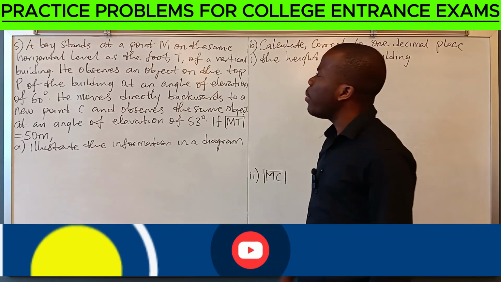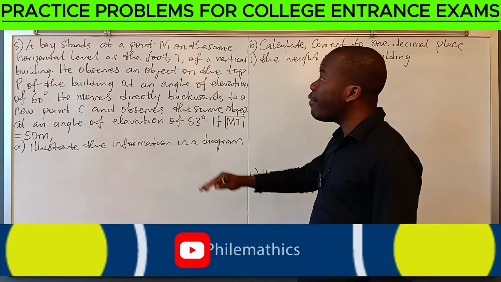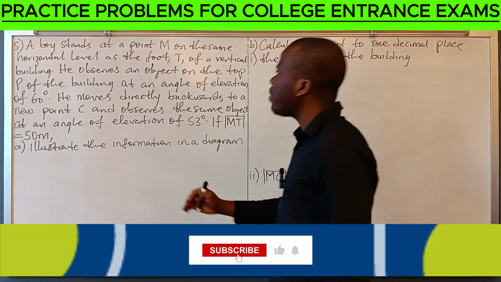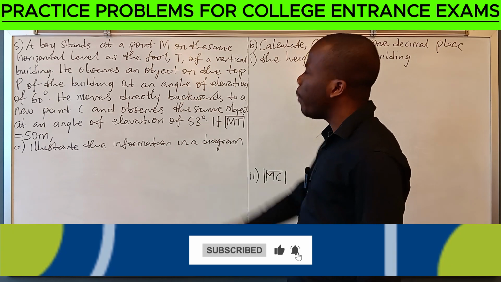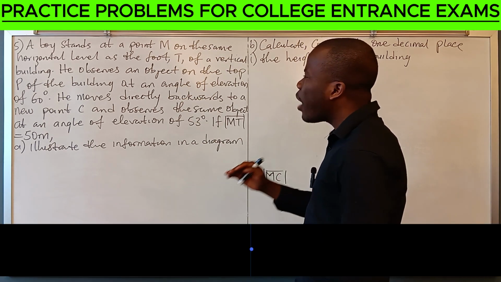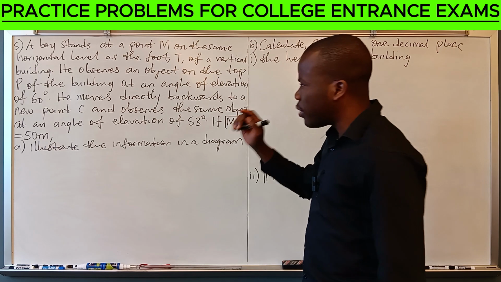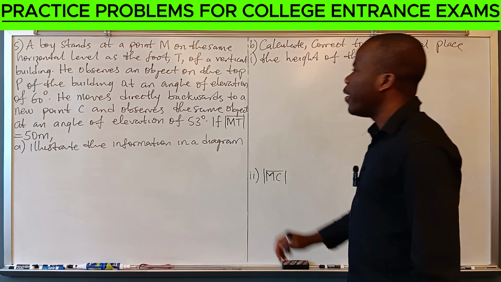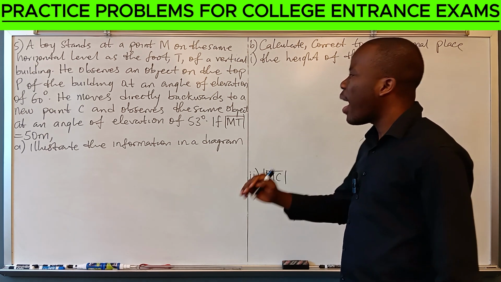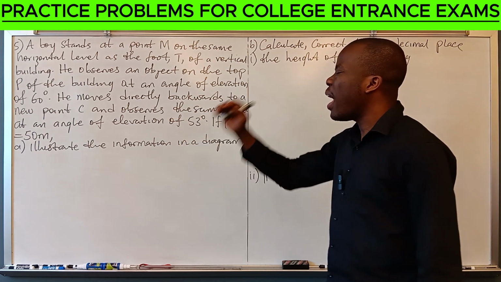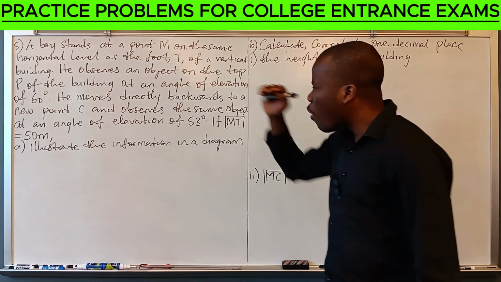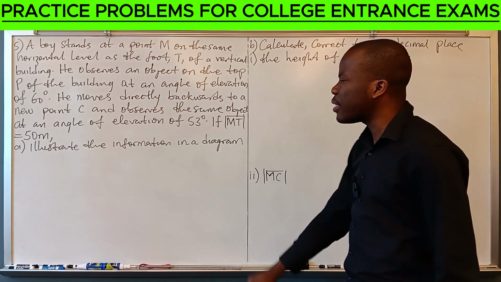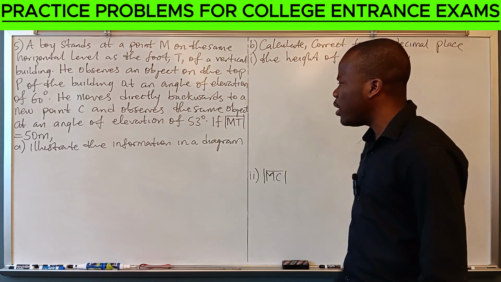A boy stands at a point M on the same horizontal level as the foot T of a vertical building. He observes an object on the top P of the building at an angle of elevation of 60 degrees. He moves directly backwards to a new point C and observes the same object at an angle of elevation of 53 degrees. If line MT is 50 meters, illustrate the information in a diagram.